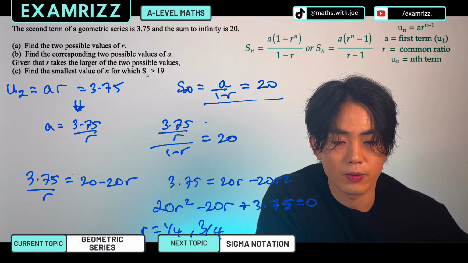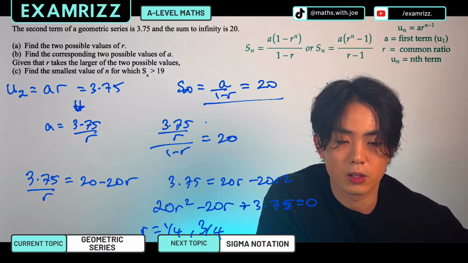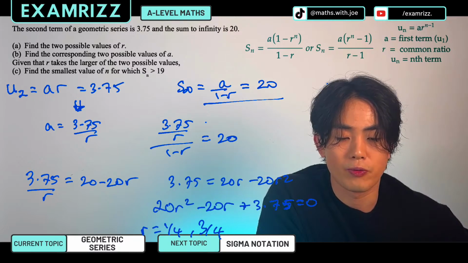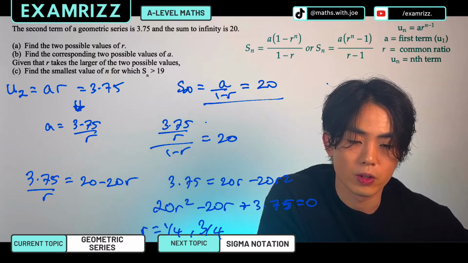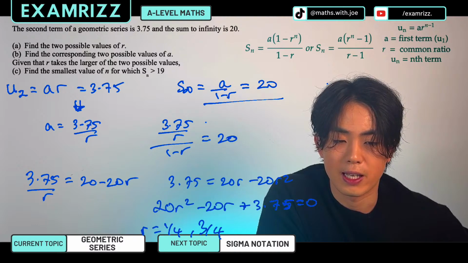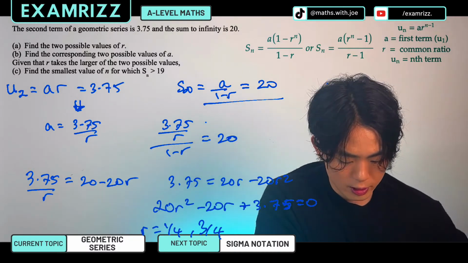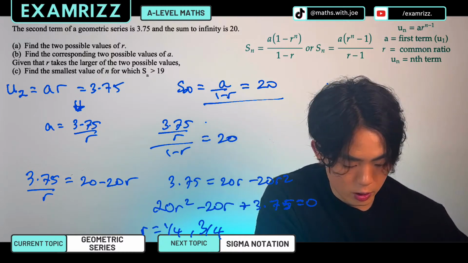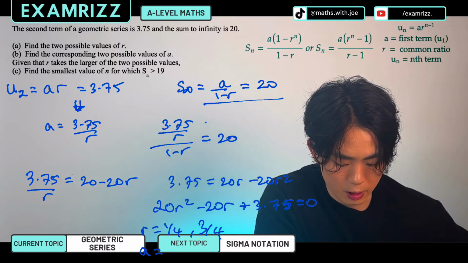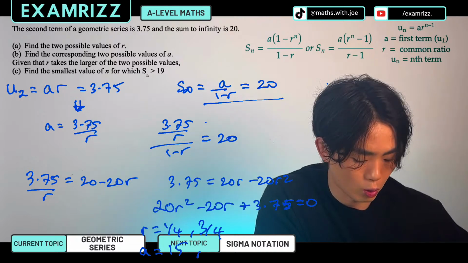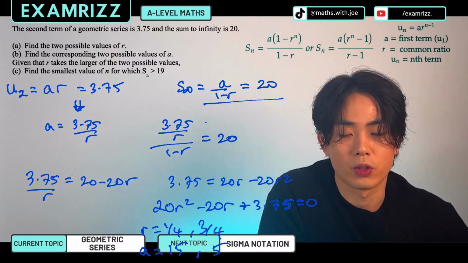Now, find the corresponding two possible values of a. We found the r values, 1 over 4 and 3 over 4, so to find a, we can simply substitute into this equation here. That's fairly simple, so I'm just going to tell you what you get: a is equal to 15 if you substitute 1 over 4, or 5 if you substitute 3 over 4.